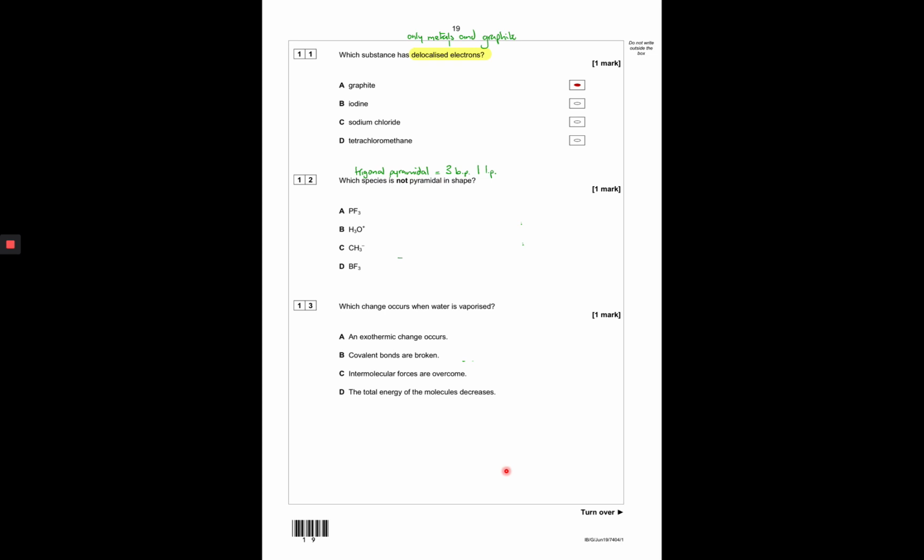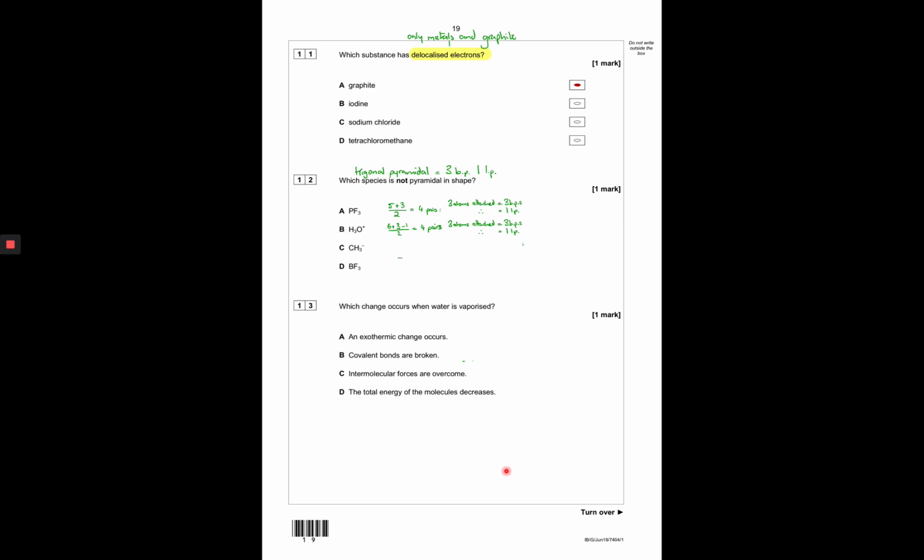So if we think about dot and cross diagrams for those 4 substances, or how to work them out: phosphorus is in group 5. There are 3 atoms stuck to it. Divide it all by 2. So we've got 4 pairs of electrons, 3 atoms attached, so 3 bonding pairs, 1 lone pair. So that is clearly pyramidal.